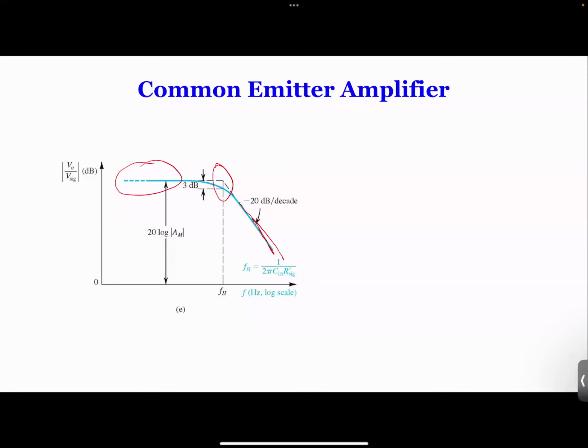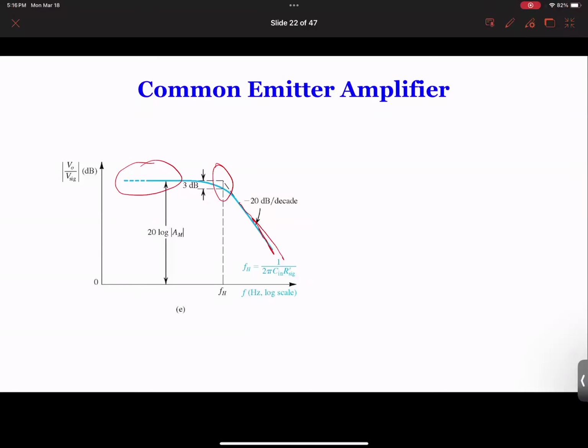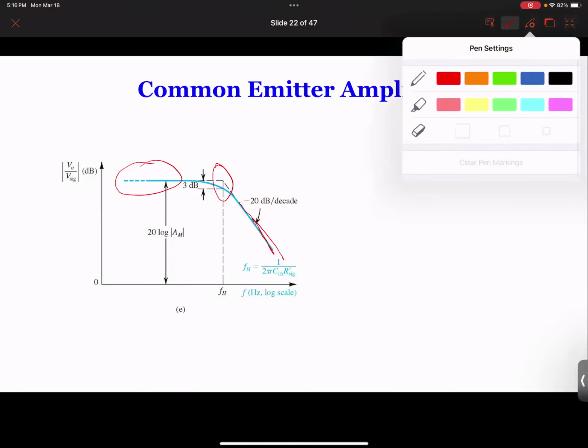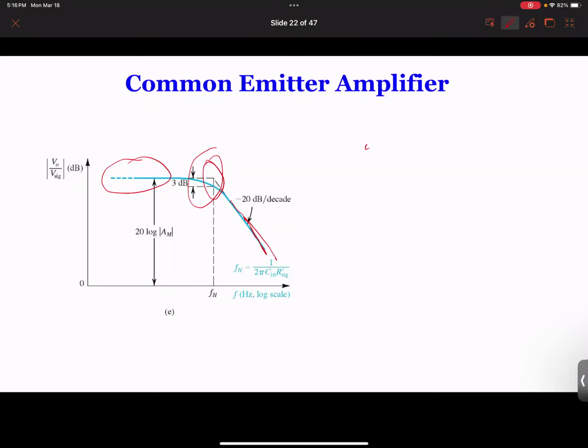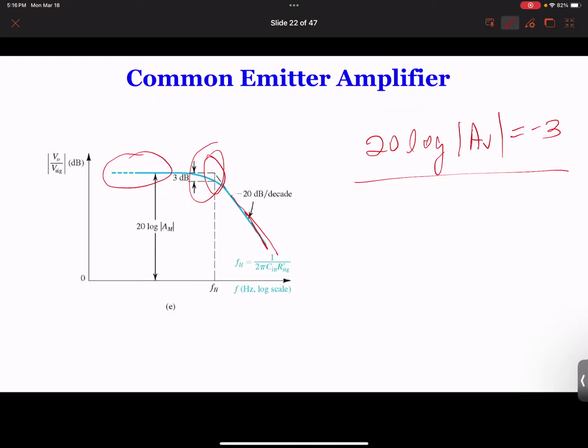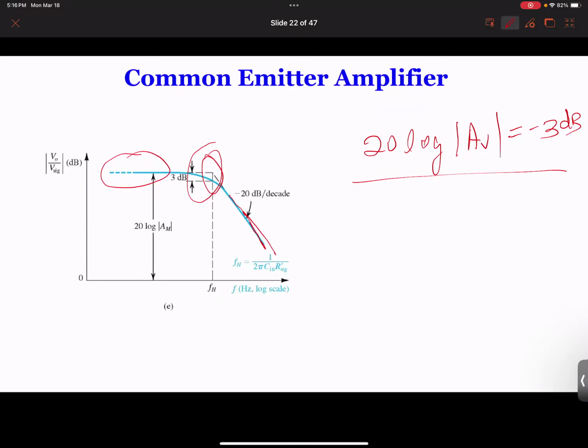If you really want to get the gain, this point is very important. It is 20 log. If you look at this voltage gain equal to -3, that's what you have for that point. So 3 dB is what you get for that gain. This corresponds to your FH, which is your high frequency cutoff frequency.